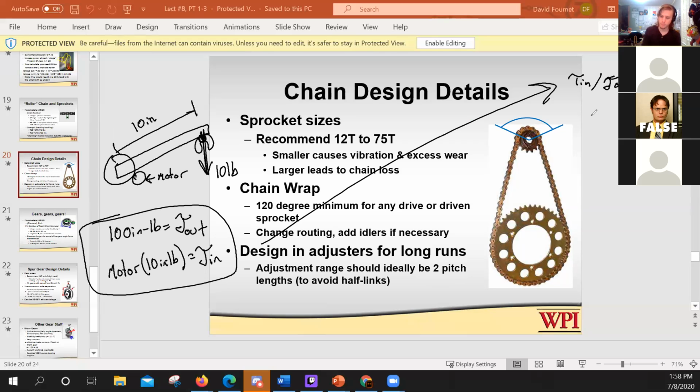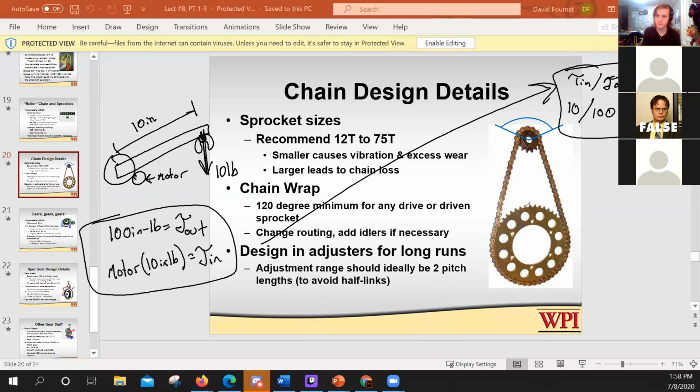And we know our T in is 10, and we know our T out, which is 100. So we know our gear ratio, which is 0.1, right? Does that make sense to everyone? This little bit of math?